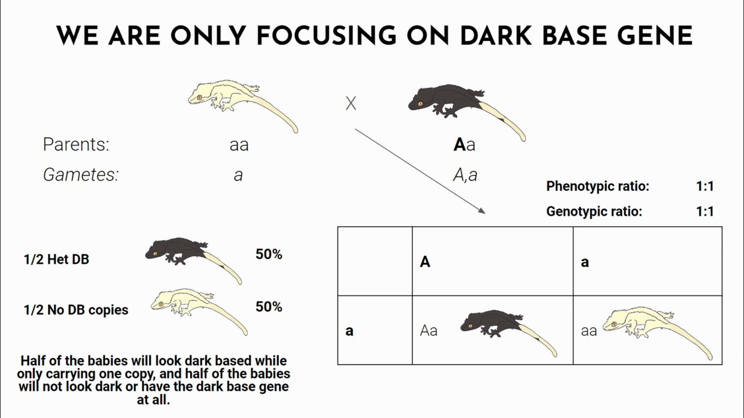When you pair up a homozygous recessive to a heterozygous, you're going to be passing on a small a from one of the parents and a big A and a small a from the other parent. This means that one of the kids is going to be heterozygous and the phenotype is going to be a black base, while the other kid is going to be homozygous recessive with a phenotype that is not a black base. So half of the babies will look like a black base and only carry one copy, while the other half of the babies will not look dark and will not have the gene that codes for a black base.